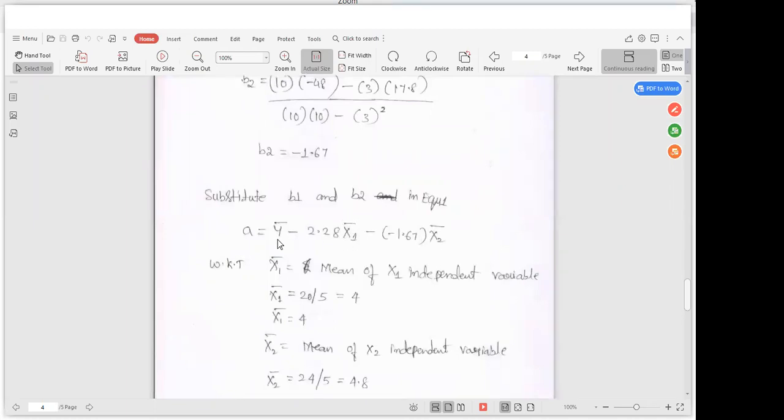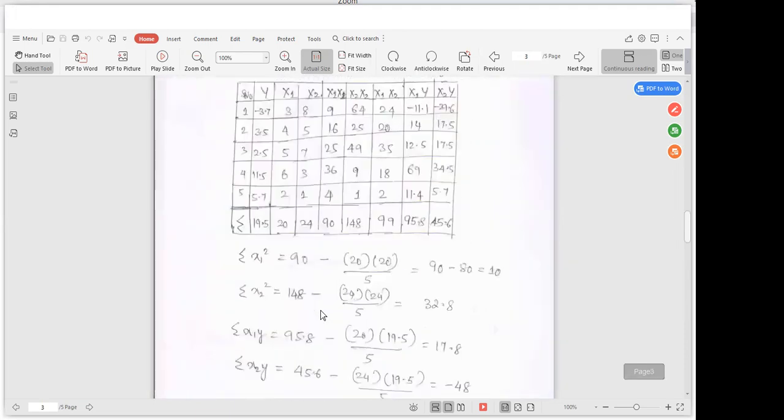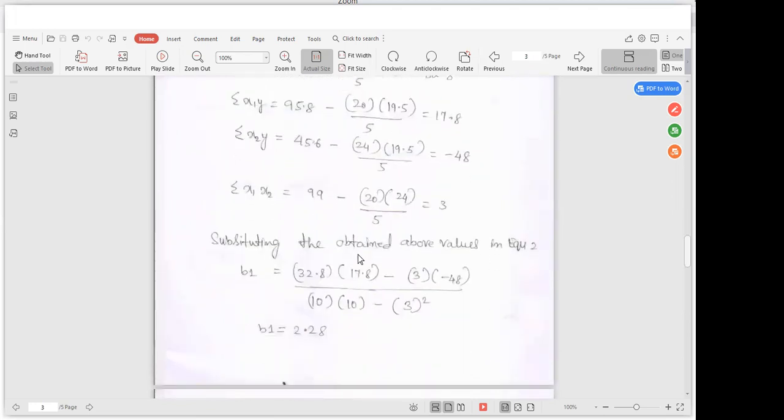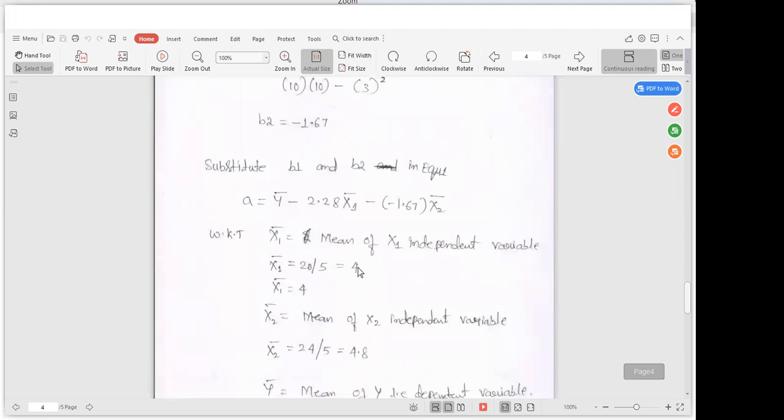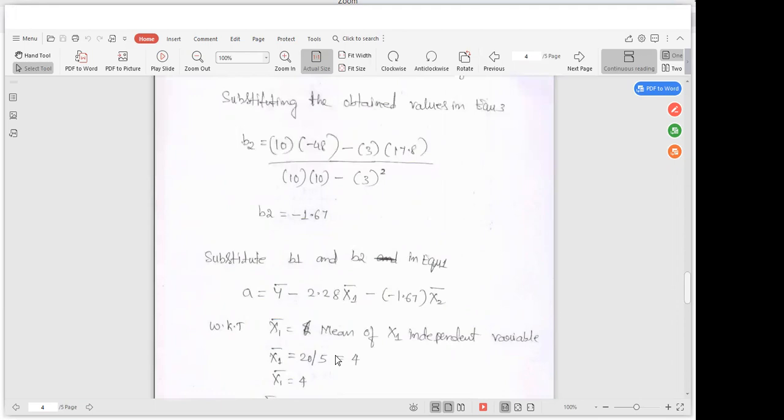We know that x1 bar is nothing but the mean of x1, the independent variable, so x1 bar is equal to 20 divided by 5. You can see here the summation of x1 is 20, so take the sum of all and divide by 5. 20 by 5 is 4, so x1 bar is 4. Similarly, x2 bar is the mean of x2, the independent variable, so x2 bar is equal to 24 divided by 5, which is 4.8.